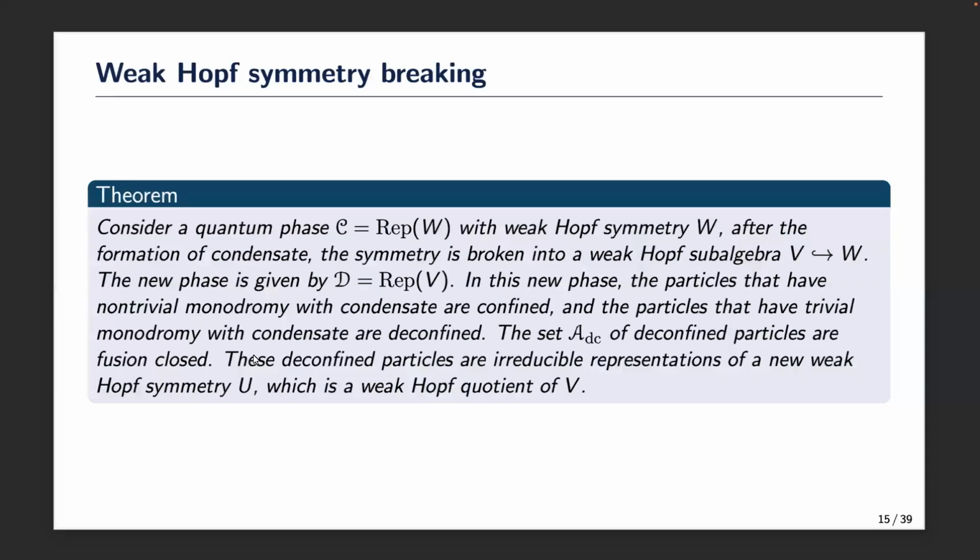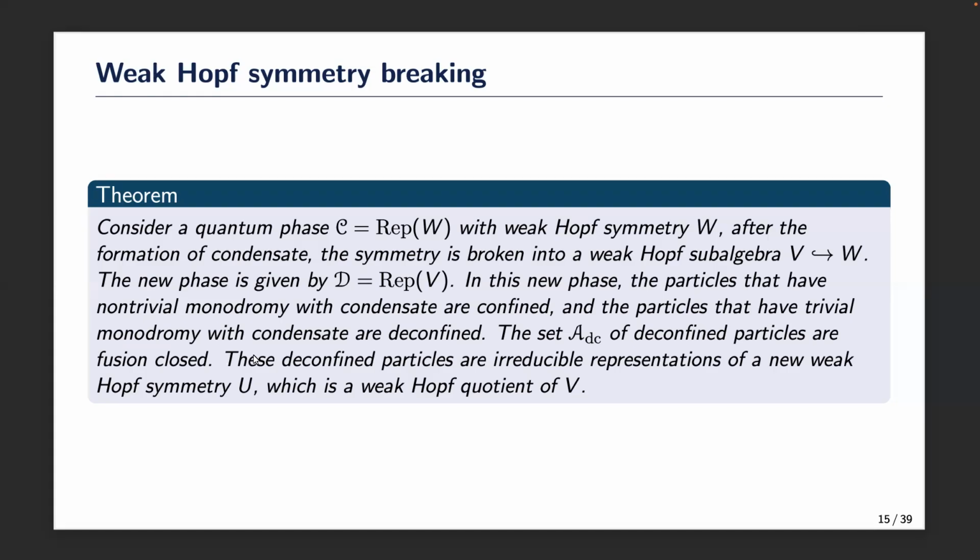So here's the main result in this part. Consider a quantum phase C, which is the representation category of W, with weak Hopf symmetry W. After the formation of condensate, the symmetry is broken into a weak Hopf subalgebra V, so the new phase is given by the representation category of the subalgebra V. In this new phase, the particles can be divided into two parts. The particles that have non-trivial monodromy with condensates are confined, meaning that the double braiding is not trivial. And the particles with trivial monodromy with condensates are deconfined, meaning that they are free. They can be moved to the phase, not in D here.